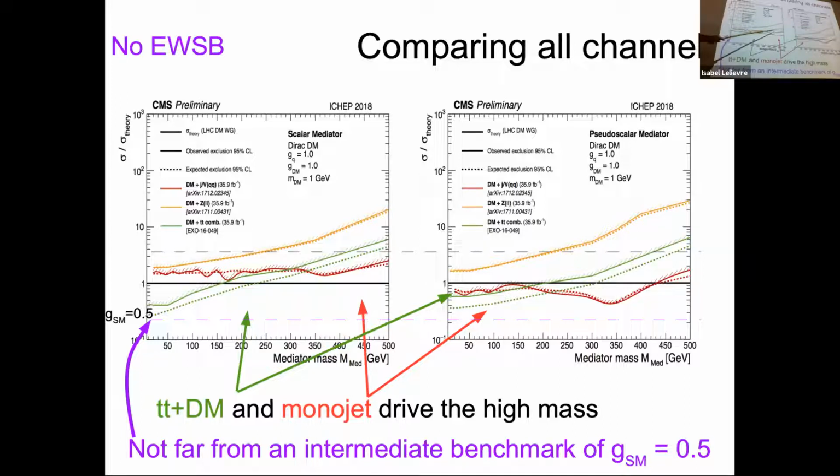And right, this green is top, this red is monojet. The left is for scalar, the right is for pseudoscalar mediator. And then the orange is the mono Z. So this is basically the equivalent of these triangle plots, right? In mediator mass and dark matter mass, except now we're just taking a fixed dark matter mass, so just equal to 1. So it's just looking at the cross section at one specific point here. So that's it. Okay.